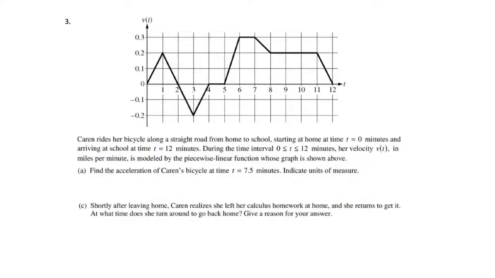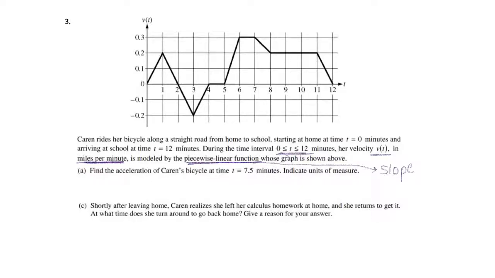All right, so for our next problem, Karen rides her bicycle along a straight road from home to school, starting at home at t equals 0 minutes and arriving at school 12 minutes later. During this time interval, her velocity in miles per minute is modeled by this piecewise linear function. This is great to see. If you have a piecewise linear function, you can find your slope. You have great, awesome slope here. And so let's look at the very first one.